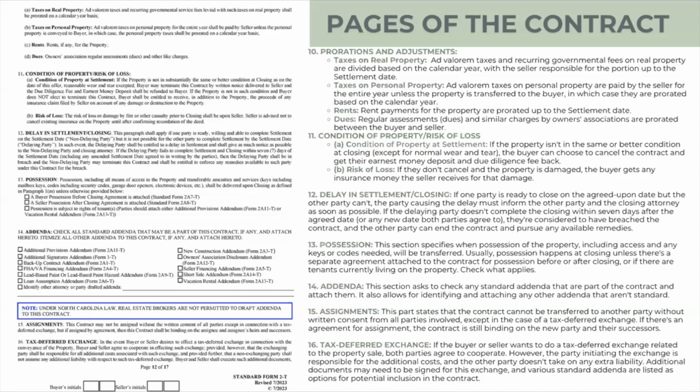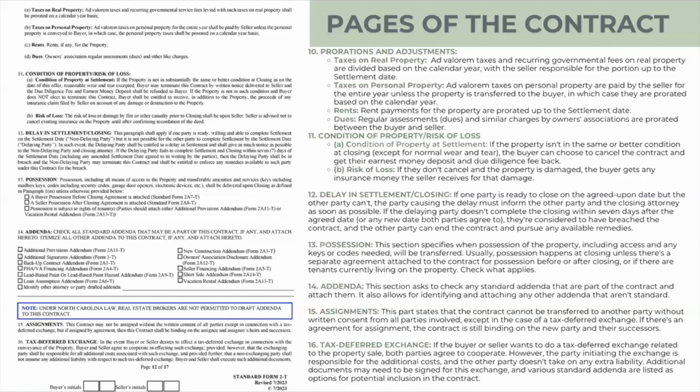The addenda. This section asks to check any standard addenda that are part of the contract and attach them. It also allows for identifying and attaching any other addenda that are not standard. Assignments. This part states that the contract cannot be transferred to another party without written consent from all parties involved, except in the case of a tax-deferred exchange. If there's a written agreement for assignments, the contract is still binding on the new party and their successors.